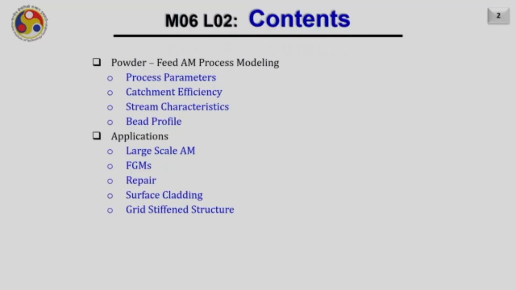So, welcome to the second lecture of Module 6. In this lecture today, we shall continue our discussion on powder feed based additive manufacturing system. So, this is going to be the content for the second lecture. We shall first discuss about the powder feed additive manufacturing process modeling.